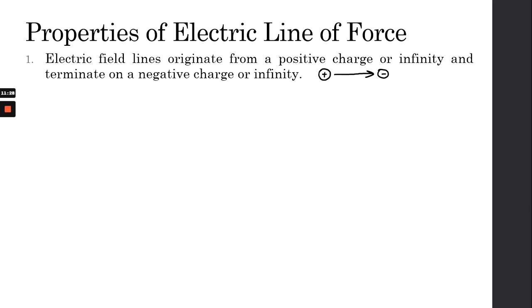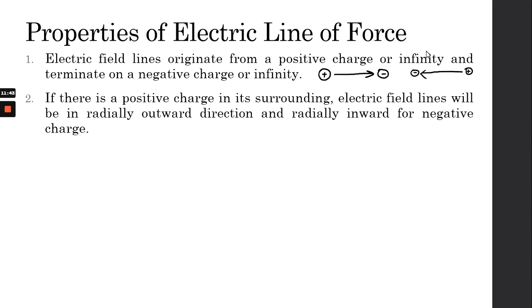That will always be the direction of my electric field or my electric line of force. So if this is negative right here and I have a positive here, the direction would always be towards the negative. Another property of electric line of force is that if there is a positive charge in its surrounding, electric field lines will be radially outward in direction and radially inward for negative charge.